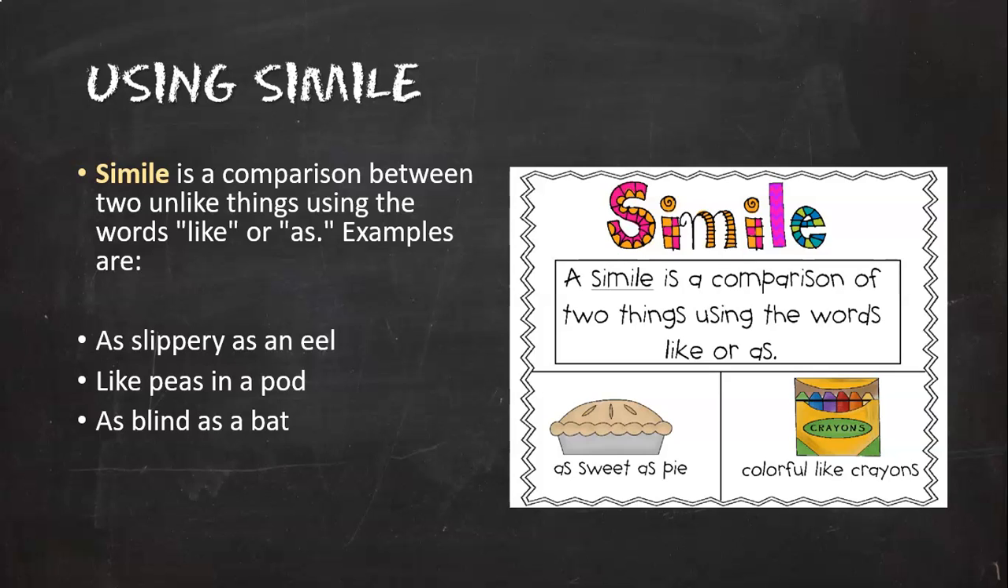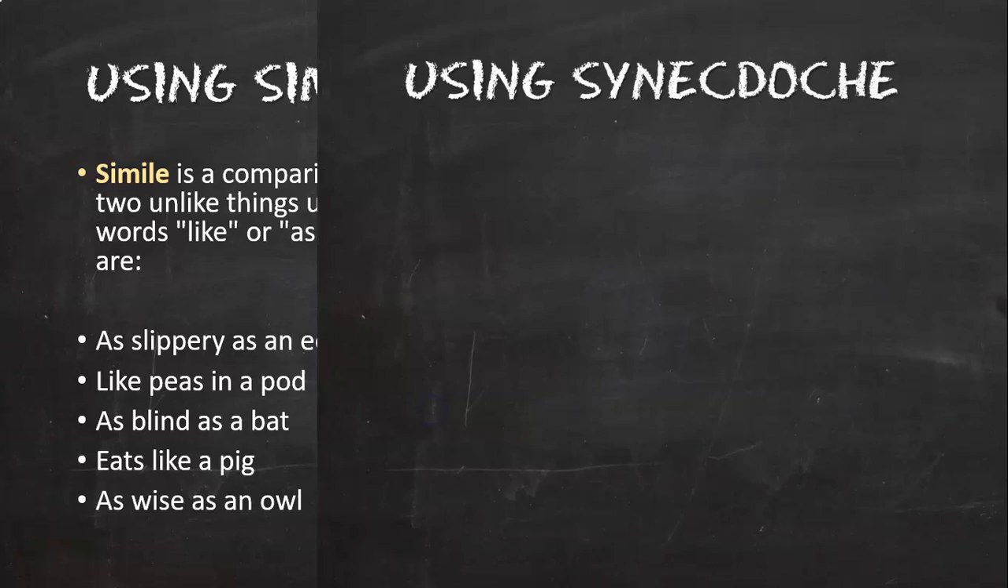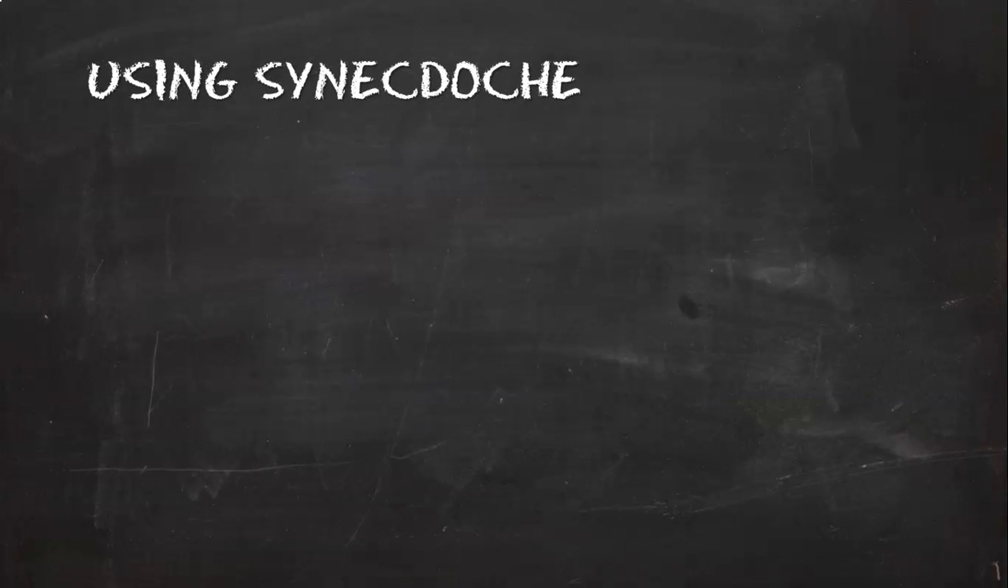You could say someone was as blind as a bat. You could say they eat like a pig. So if you use the word like or as, it's a simile. You're comparing two things using those words. All right. Here's my favorite one I can never say, synecdoche.